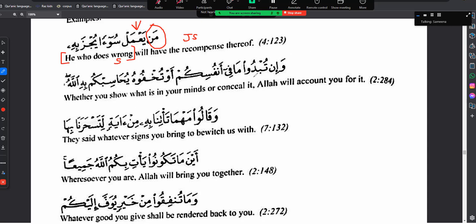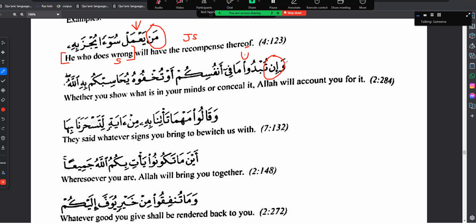وَإِن تُبْدُوا مَا فِي أَنفُسِكُمْ أَوْ تُخْفُوهُ يُحَاسِبْكُم بِهِ اللَّهُ. Whether you show what is in your minds or conceal it, Allah will account you for it. So, which is the conditional article in this ayah? In, very good. And what is happening? What is it making the mudari after it? Very good. The noon is dropped. Tubduna. It was tubduna. The noon is dropped because of the article in.